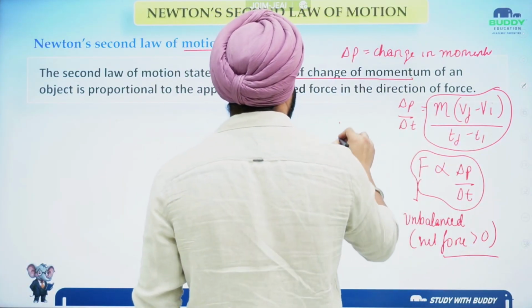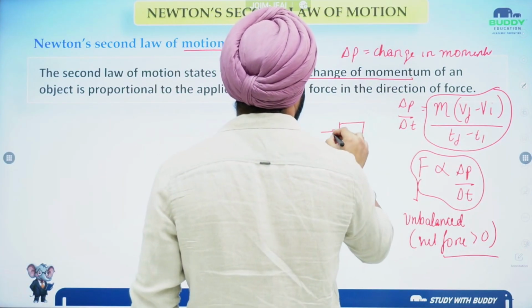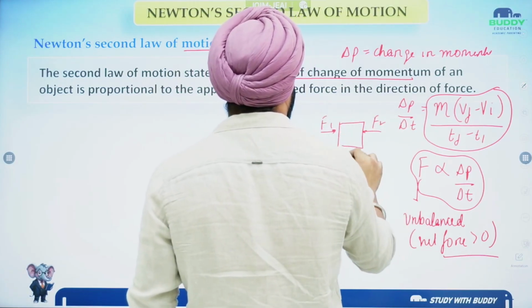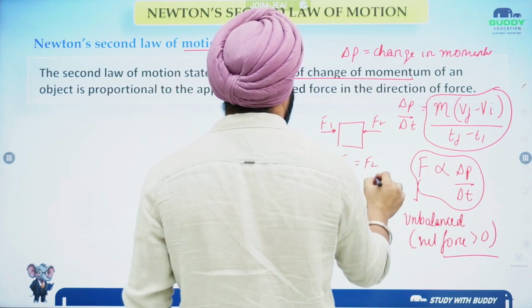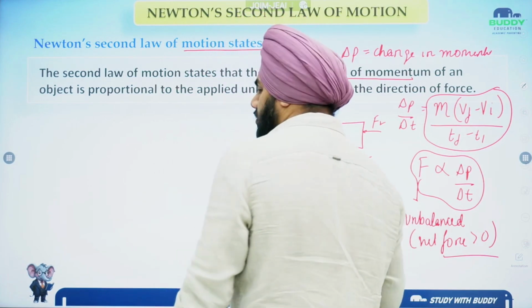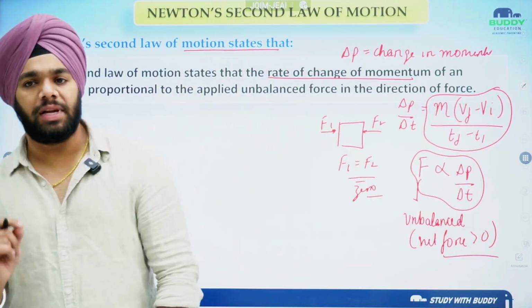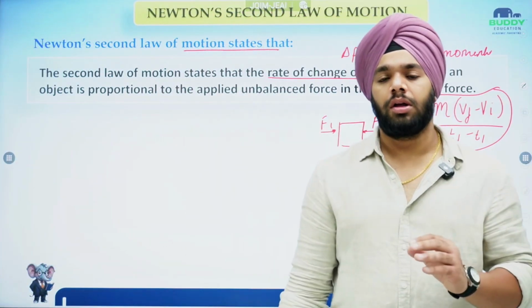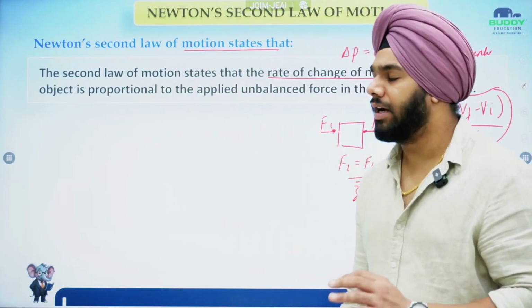If you remember, we used to take an object with some force from one side and some force from the other side, F1 and F2. If F1 is equal to F2, then the net force is 0. So this is not what we are talking about. It simply says, and this is the law of motion, whenever we say law, it cannot be changed, right?